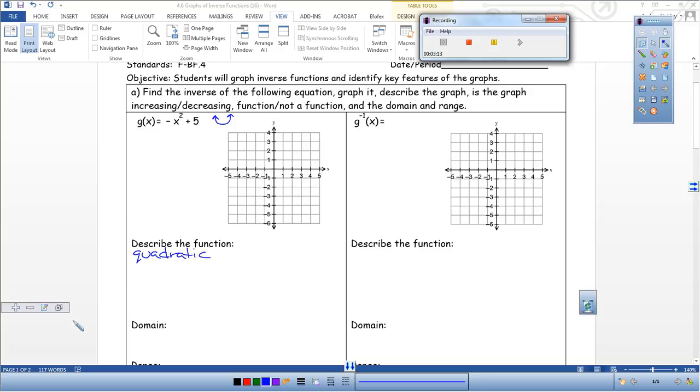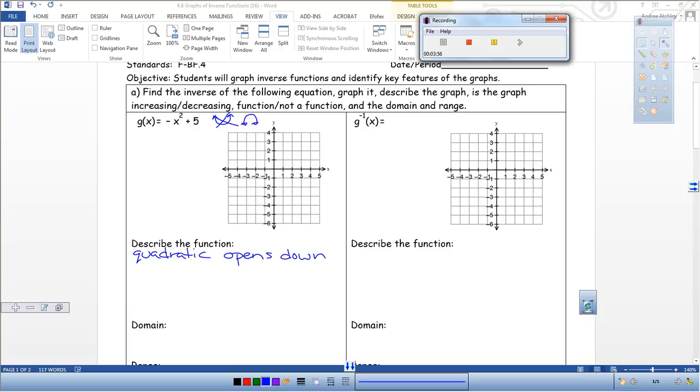Can somebody tell me which way it's going to open? Raise hands. Okay. How do you know it's going to open up? Oh, it's going to reflect across x. Yes. So which way is it going to open? Down. Thank you, Jacob. Because the A value is negative, that means it's going to face upside down. So technically my graph should look upside down like this, not this.